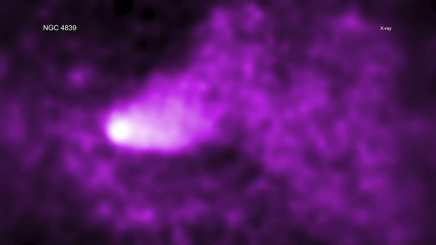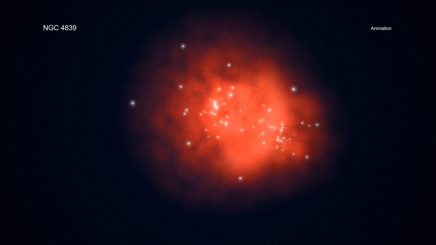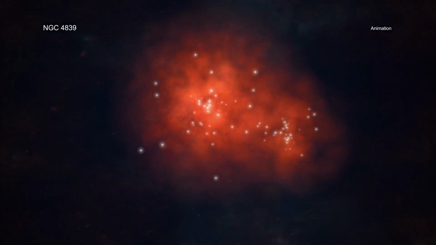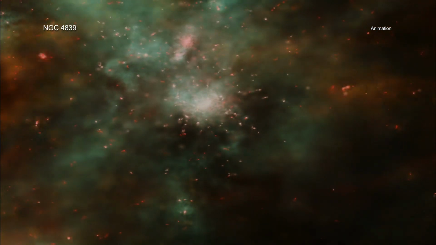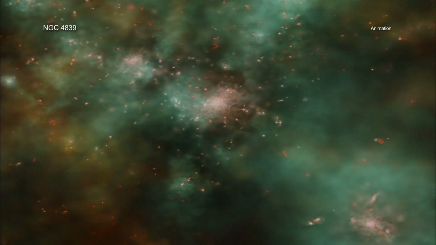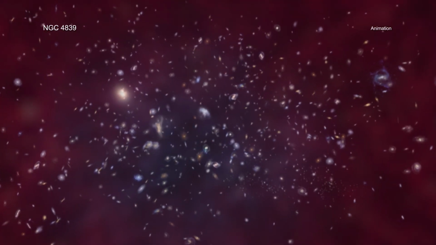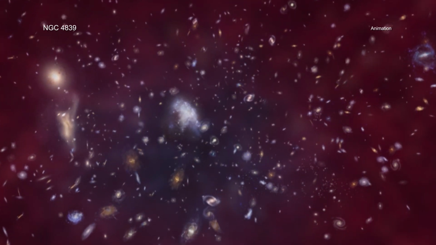Astronomers trained NASA's Chandra X-ray Observatory on the galaxy group NGC 4839. Galaxy groups are collections of about 50 galaxies or less that are bound together by gravity. Galaxy clusters are even larger and can contain hundreds or thousands of individual galaxies. Both galaxy clusters and galaxy groups are enveloped by huge amounts of hot gas that are best studied using X-rays.